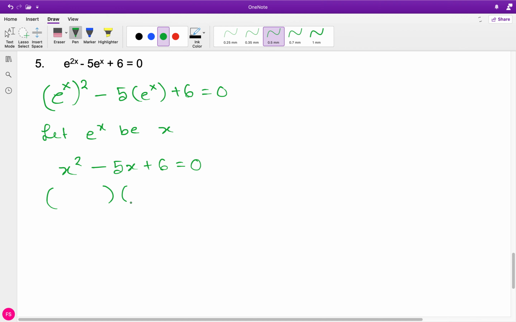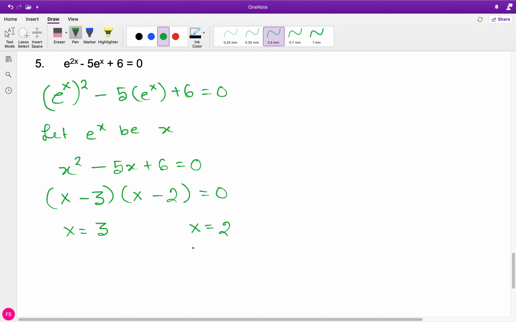Now you can see that this is just a quadratic equation, so you can easily factorize this. You have to think of two numbers that will add to give you negative 5 but multiply to give positive 6. So the two numbers are negative 3 and negative 2. If you solve it, you will get two values of x. One is x equals 3, the other one is x equals 2.